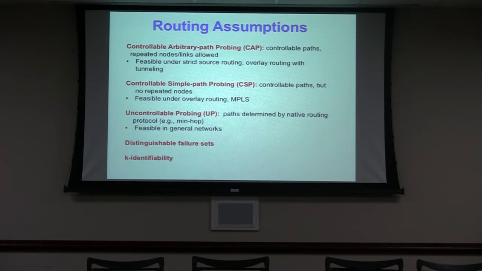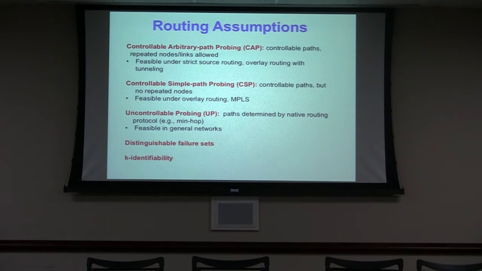So we'll talk about a notion of distinguishable failure sets. What this means is, can I construct measurement paths so that two different kinds of failures have different behaviors? So for example, a simple case would be, can I distinguish node 1 from node 2? Clearly, a path that goes only through node 1 and another path that goes only through node 2 give a distinction. That's a very simple case.